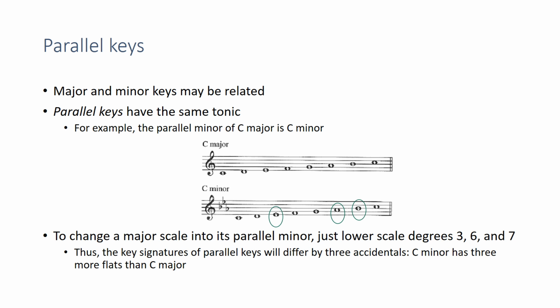In terms of key signatures, this would also mean that they would differ by 3 accidentals. So C minor has 3 more flats than C major. So in order to change a major key signature into a minor key signature, you could add 3 flats or subtract 3 sharps. And then vice versa, to change minor into major, you can remove 3 flats or add 3 sharps.